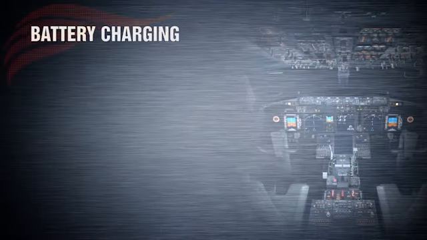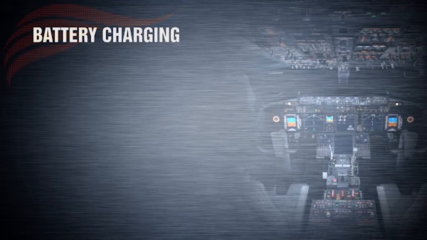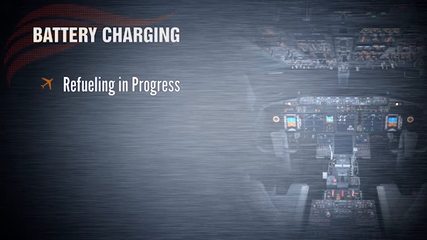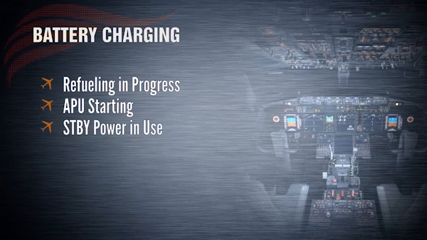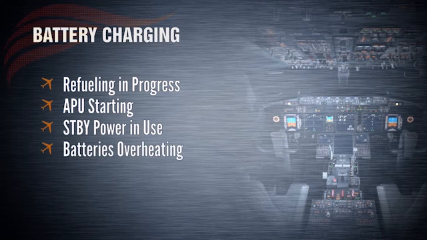It's important to note that the main and auxiliary battery chargers do not charge the batteries when any of the following take place. The aircraft is being refueled and fuel station door is open. APU is being started. Standby power is being used due to a loss of power in the DC bus 1 and AC transfer bus 1, or the main or auxiliary batteries are overheated.